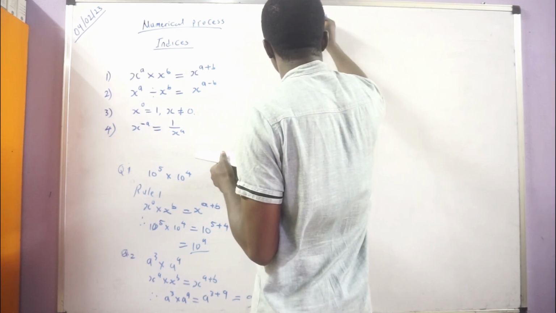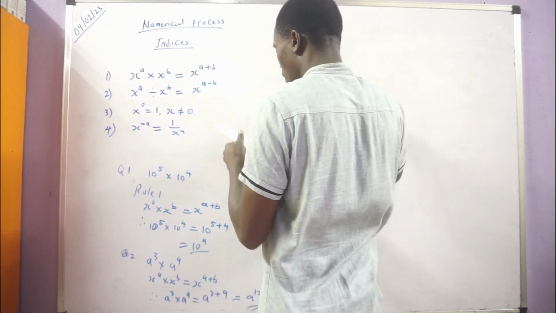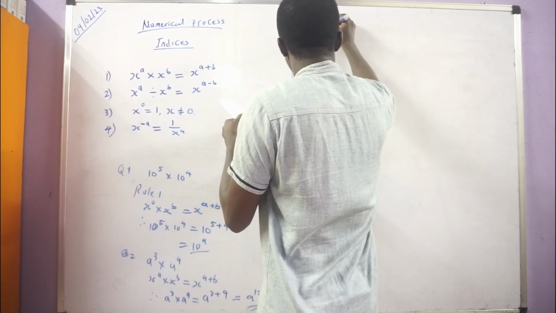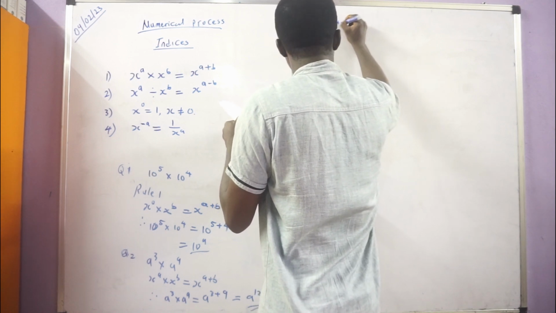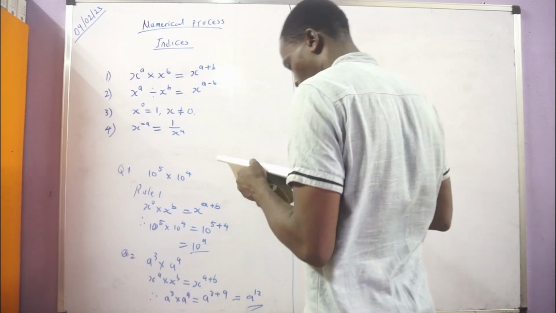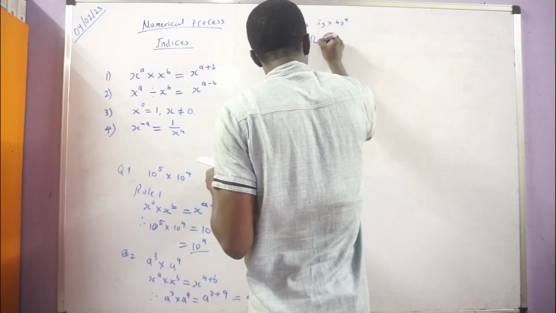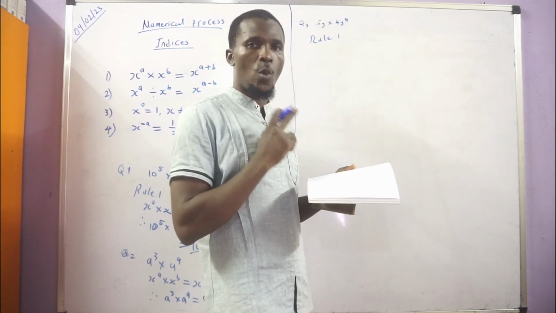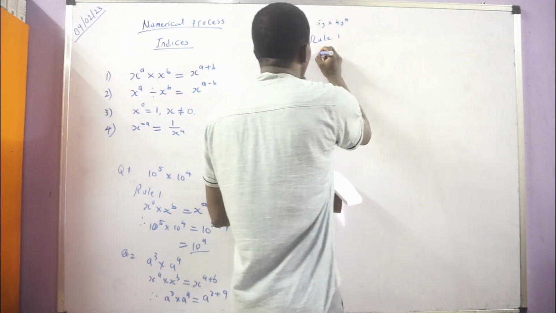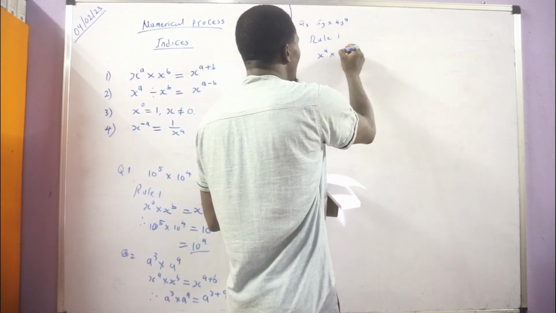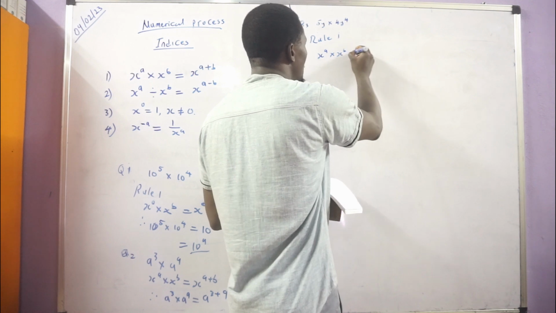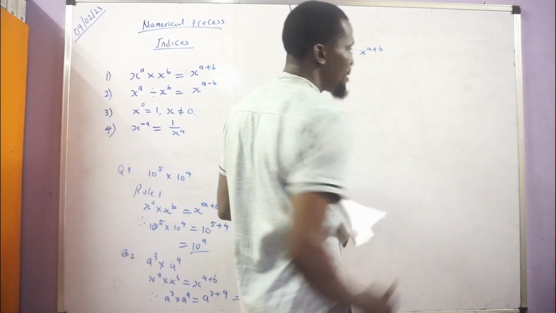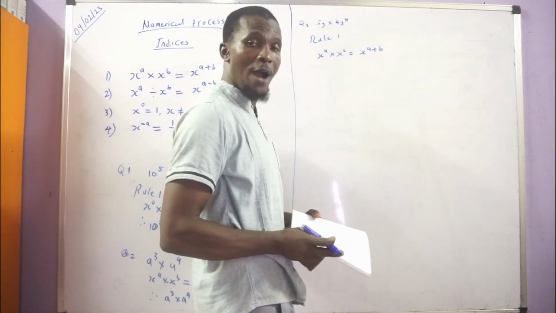Question 3 says 5y times 4y raised to power 4. It's still the same rule 1 that follows in solving this question. So I quote the rule as x raised to power a multiplied by x raised to power b equals x raised to power a plus b. I hope you are following.